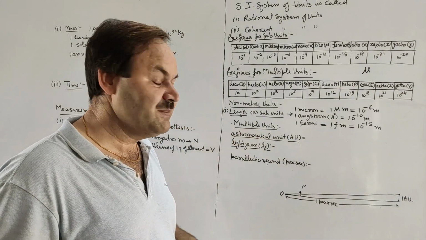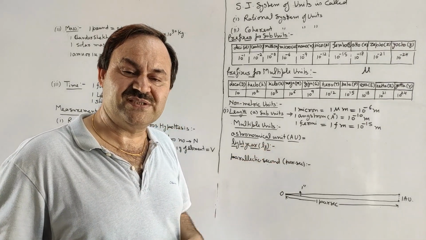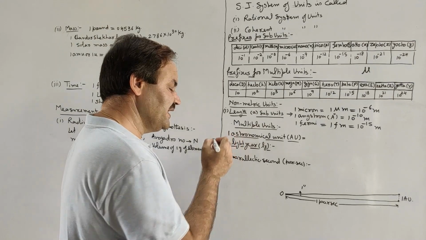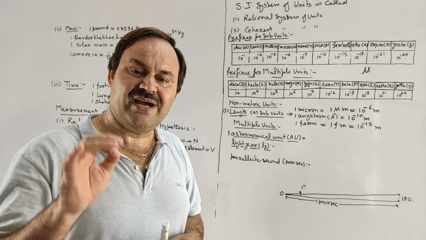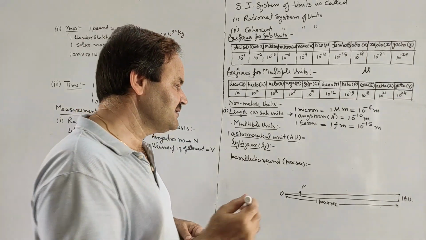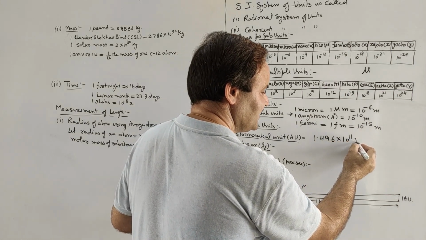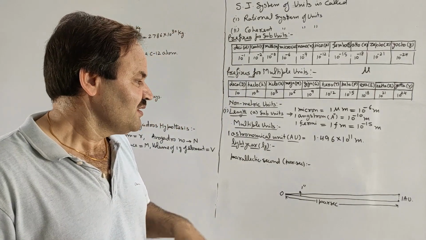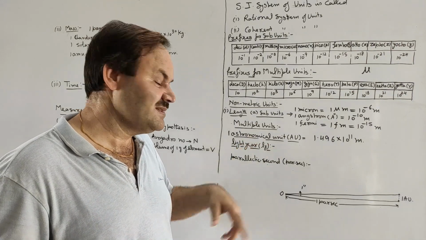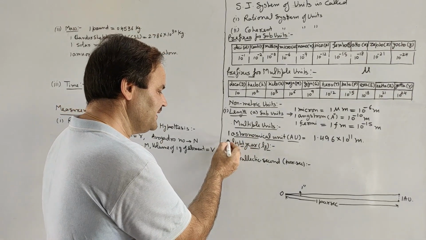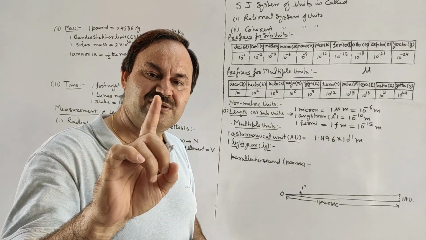Now we come to the multiple units, and among the multiple units, first will be the astronomical unit. 1 astronomical unit is the average distance between Sun and Earth, and this average distance between Sun and Earth is 1.496 into 10 to the power 11 meter. Now the next is 1 light year. 1 light year is bigger than 1 astronomical unit, and 1 light year is defined as the distance covered by light in vacuum in 1 year.